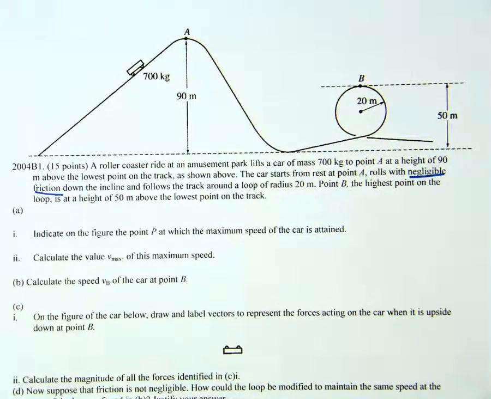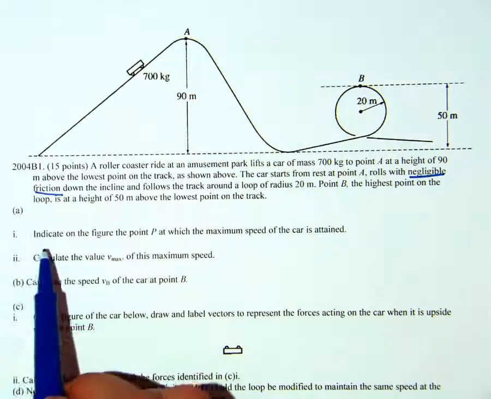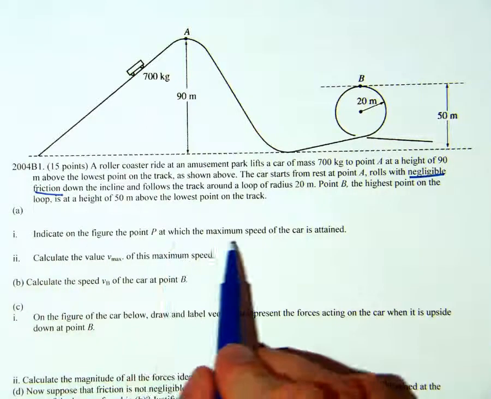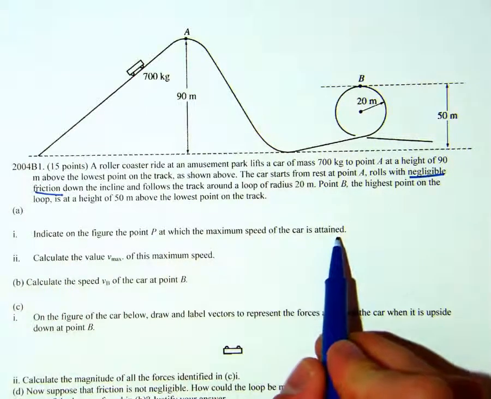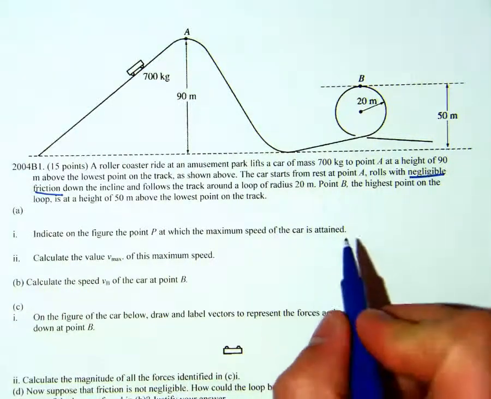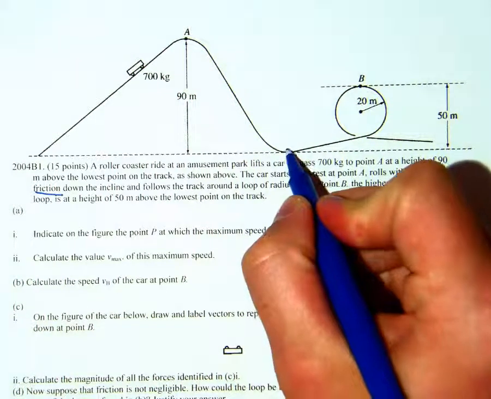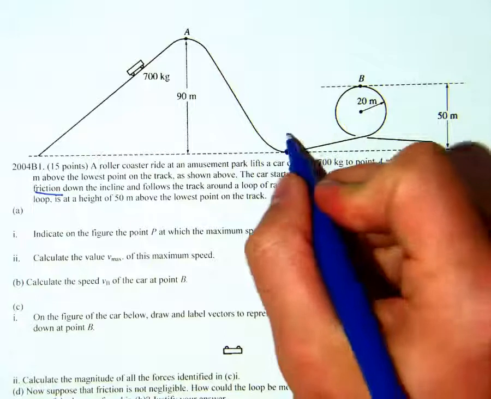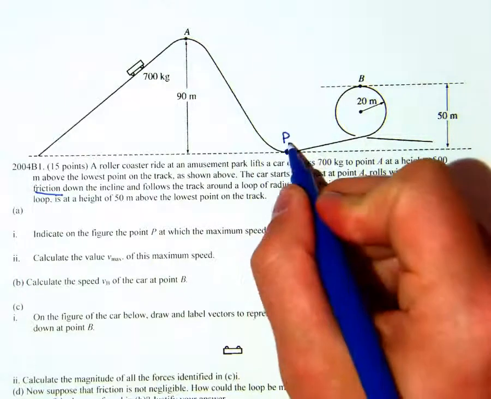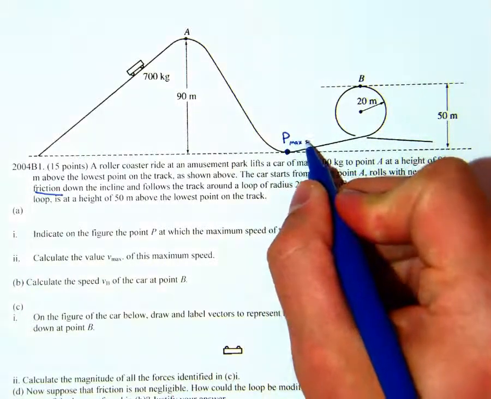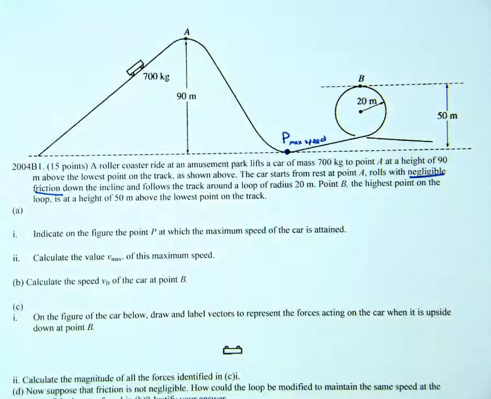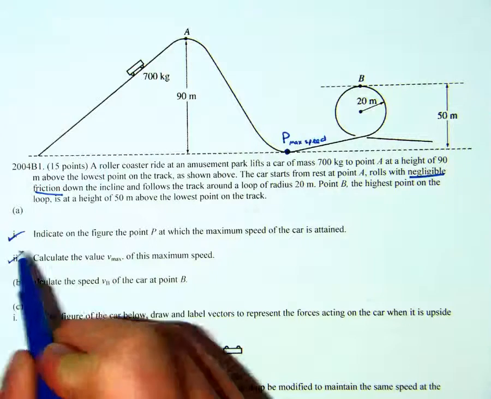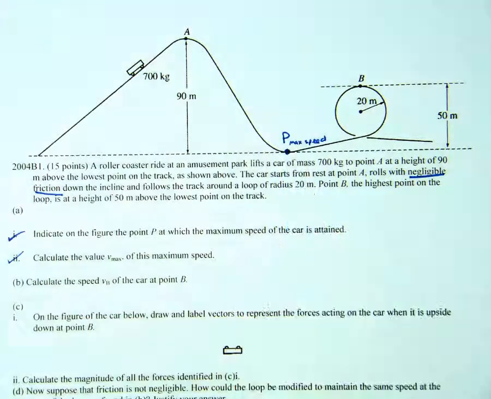track. So for part A, it asks us to indicate on the figure the point P at which the maximum speed of the car is attained. Well, due to the conservation of energy, we can say that the maximum speed is right here at point P. This is going to be the maximum speed, right? That's the first thing that's pretty easy. So we've got number 1. For the second part of part A, it says calculate the value of this maximum speed.